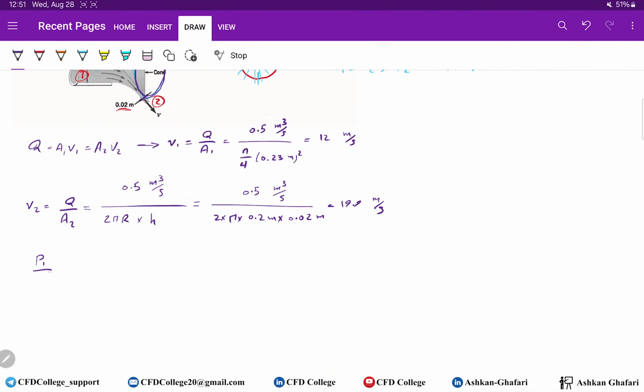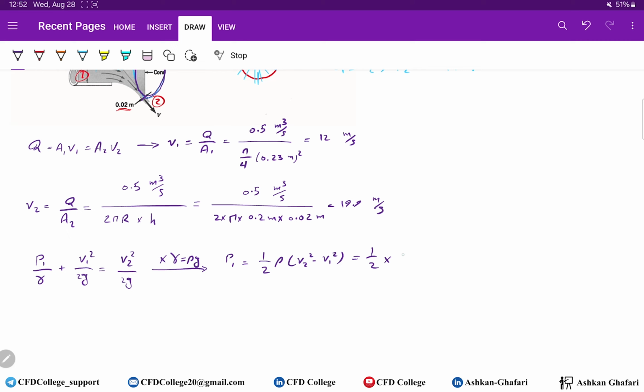So P1 over gamma plus V1 square over 2g equals V2 square over 2g. If you multiply both sides by gamma, you will have P1 equals 1 over 2 rho times (V2 square minus V1 square), because gamma is rho g. And I factor out 1 over 2 rho. And now you have everything.